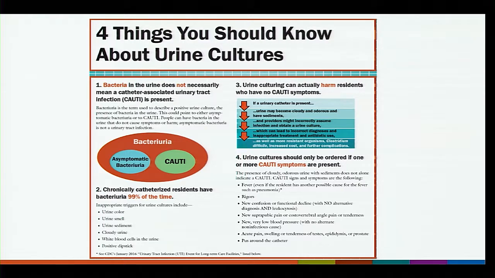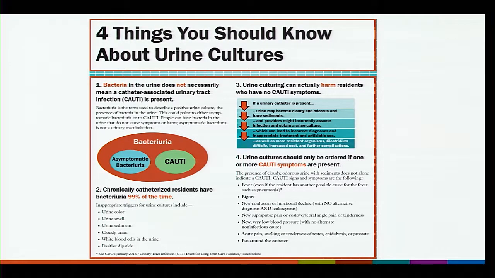And this was one of the graphics that they used, and it had 4 things you should know about urine cultures. And I really like this, actually. It's good to show this to your frontline staff or clinicians or some of my colleagues, and even maybe some patients and residents, because it describes a little more simply that idea of asymptomatic bacteria and catheter-associated urinary tract infection. And then it gives these inappropriate triggers for urine cultures.